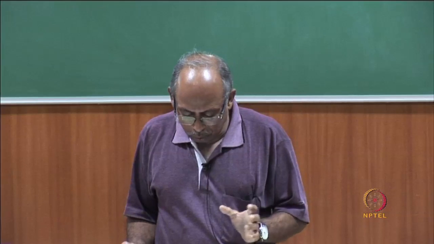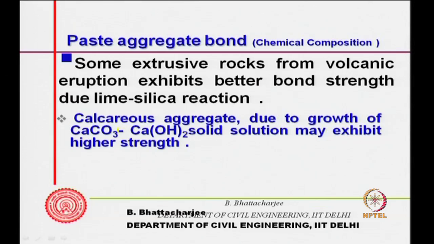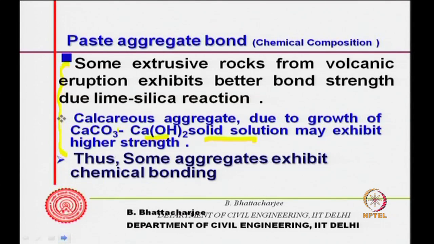So, because of solid solution of calcium carbonate, some calcareous aggregate, and calcium hydroxide produced from the cement hydration, solid solution can form. So, this may exhibit higher strength, but this is very rare, chemical bonding is not very common. So, mostly it is mechanical, as I mentioned. Some aggregates exhibit chemical bonding, all right.